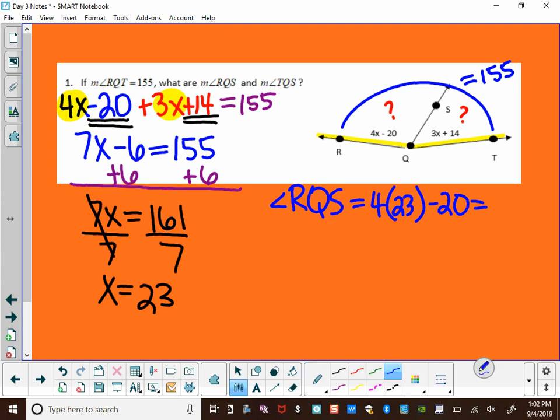72. 72. Alright, so Chris just got 72 for this angle. Wait, you got the same for the other one? Yeah. You can do it that way, or you can subtract. What's 155 minus 72?